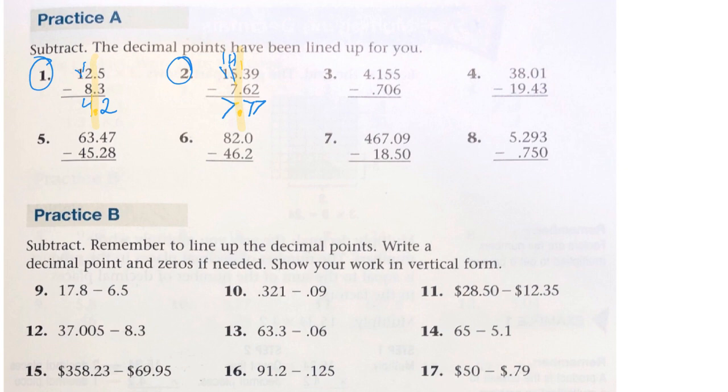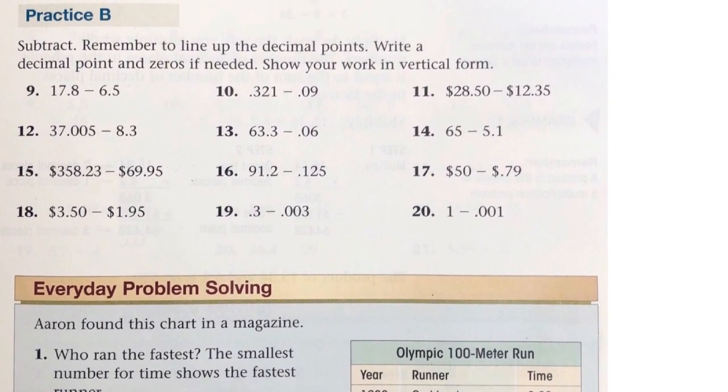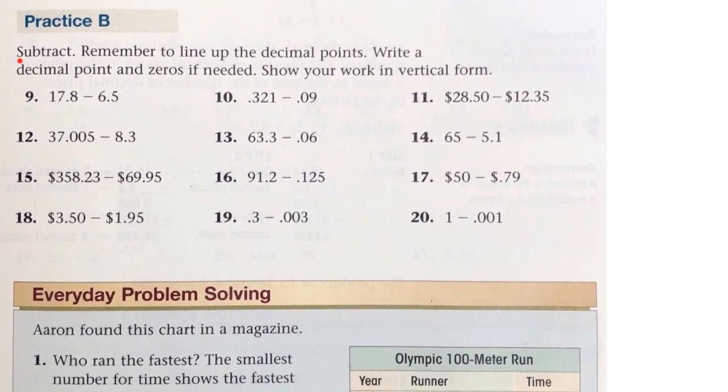Let's look at practice B. Subtract. Remember to line up the decimal points, because that's the key when working with adding and subtracting decimals. Line up the decimal points. Write a decimal point and zeros if you need. Show your work in vertical form, which is one on top of the other. So for space, let's start with these ones on the side.